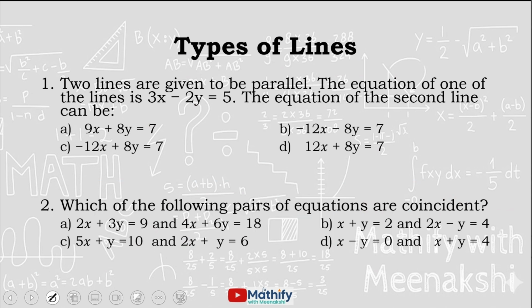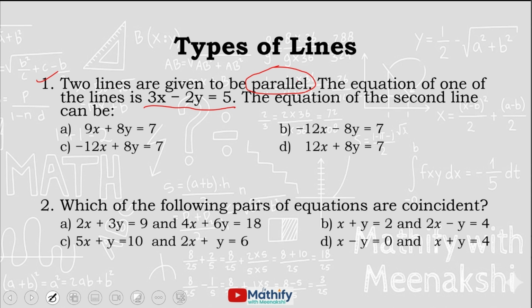First topic, types of lines. Under this topic I've included two questions for you. First question, two lines are given to be parallel. The equation of one line is given to you, that is 3x minus 2y equal to 5. Now you have to tell the equation of the second line, so four options are given to you.